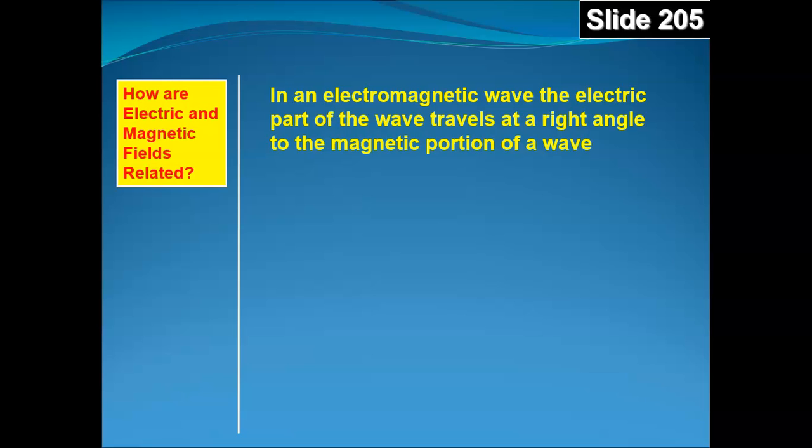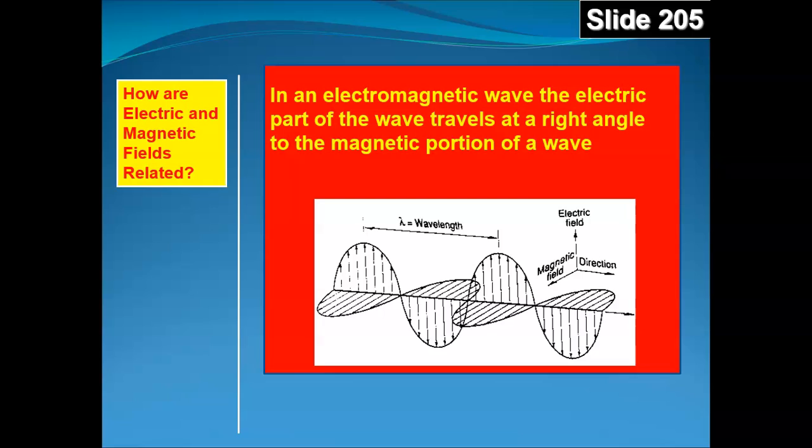Okay, so how are the electric and magnetic fields related? So in an electromagnetic wave, the electric part of the wave travels at a right angle to the magnetic portion. So that wave is traveling from your left to your right as you're looking at that picture. And you can see the electrical part is going up and down like a roller coaster. And the magnetic part is turned sideways. It's at a 90-degree angle. It's also going more or less back and forth, back and forth. It's following the electrical part, but it's at a 90-degree angle. It's at a right angle.